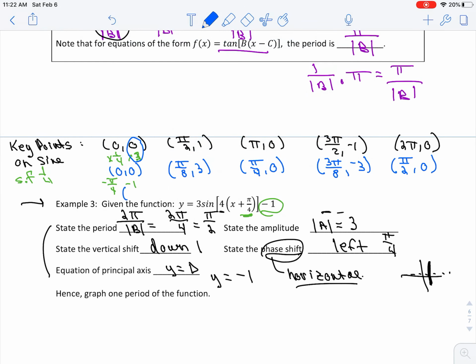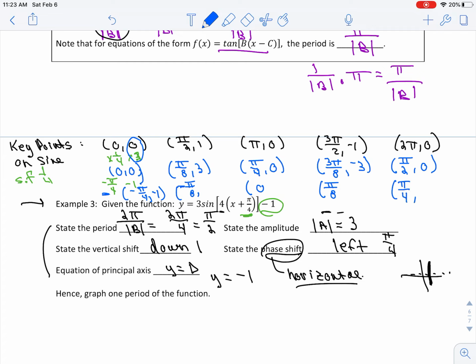So my first one is going to be 0 minus pi over 4, so negative pi over 4, negative 1. The next one is pi over 8 minus pi over 4, and I'll let you do the arithmetic for that. That's going to be negative pi over 8. The next one, pi over 4 minus pi over 4, so that's going to give me 0. The next one is 3 pi over 8 minus pi over 4, so that's going to be positive pi over 8. And then the last one, pi over 2 minus pi over 4 is pi over 4.